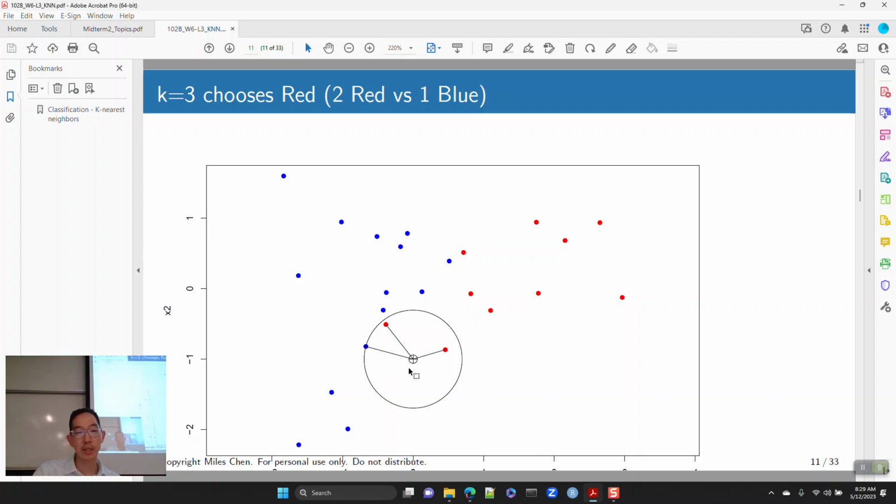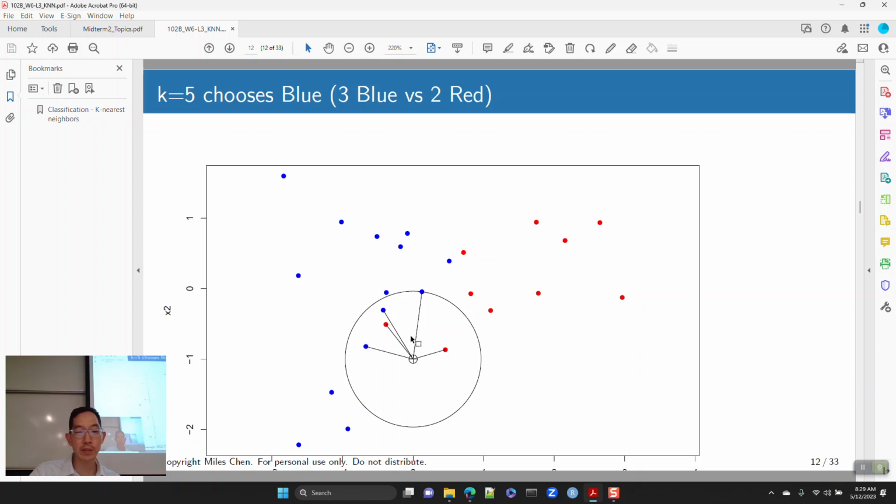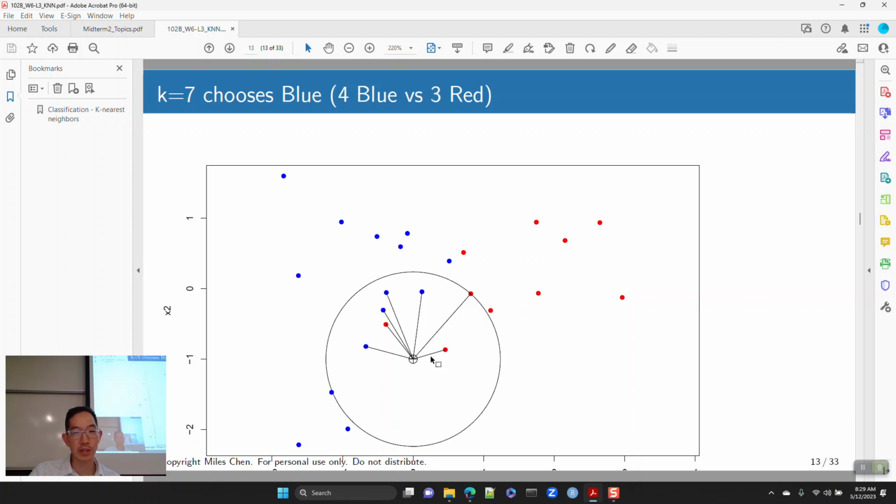With k equal to 5, now I have 3 votes for blue and 2 votes for red. And with k equal to 7, this one was just a tiny bit farther than the previous one. With k equal to 7, we have 4 votes for blue and 3 votes for red, so this would vote blue.